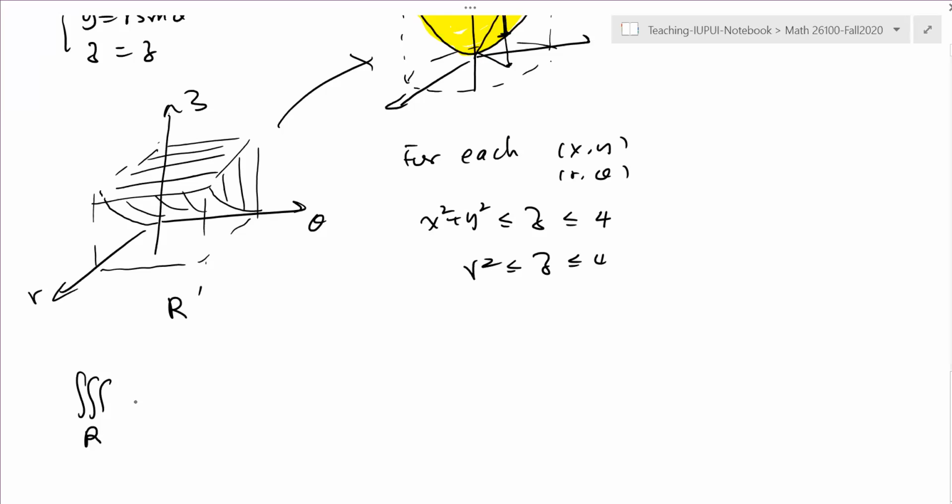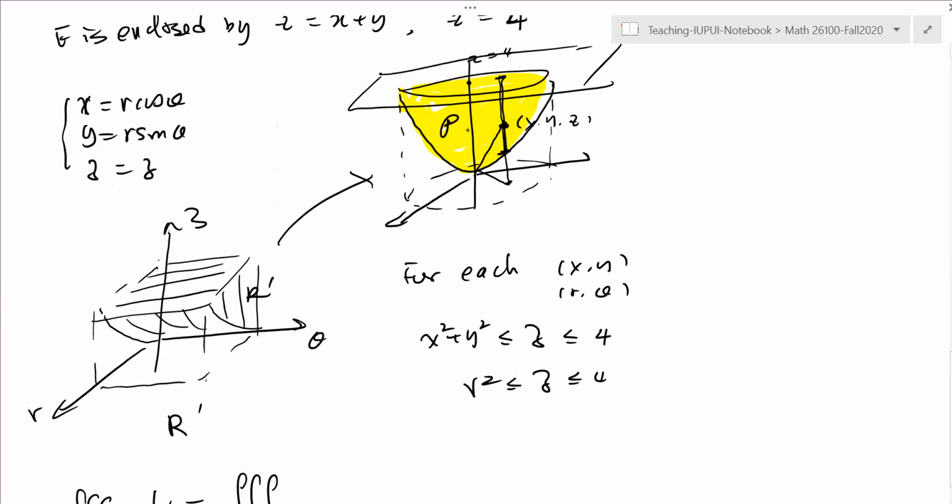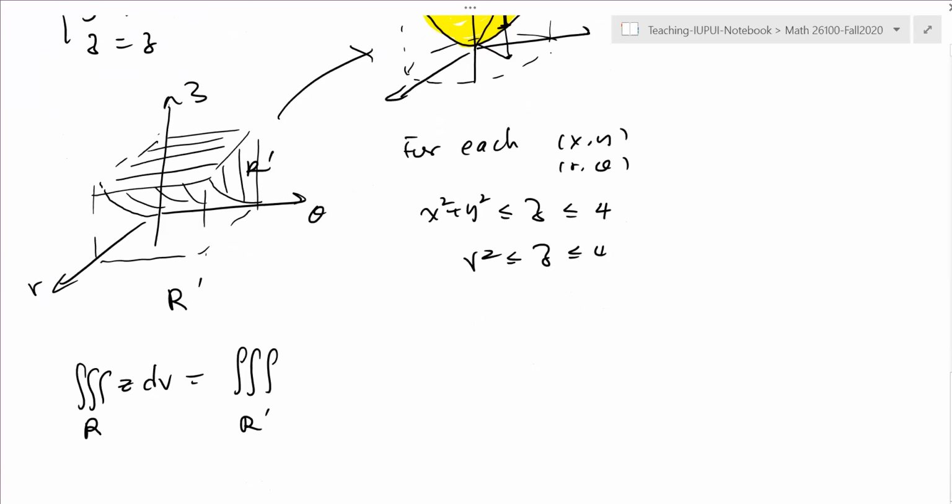Now you can translate the triple integral of z to a triple integral over the prime region. This is r prime, and that is r, and z is still z, not changed. And then this will be r dV prime.